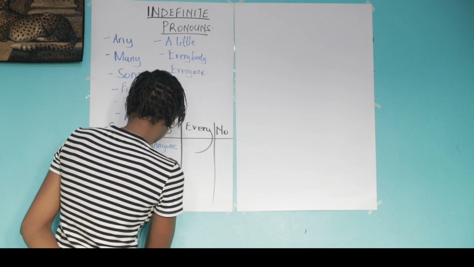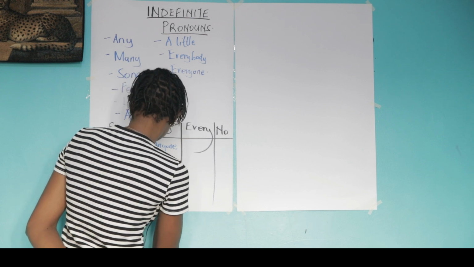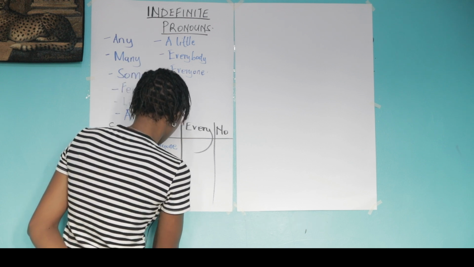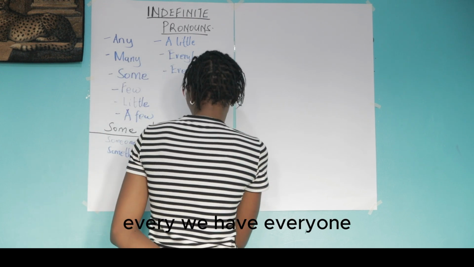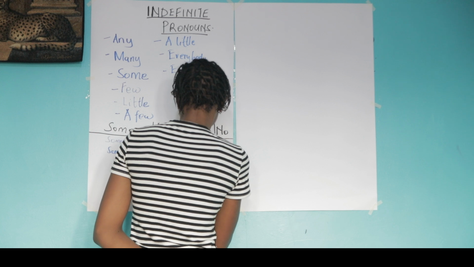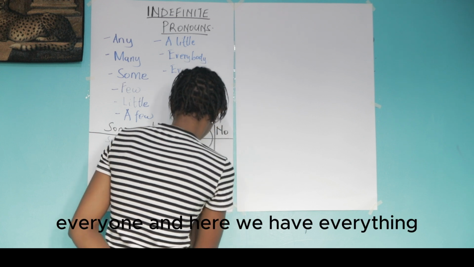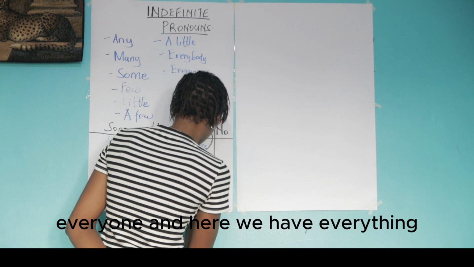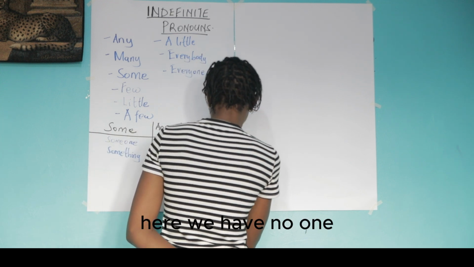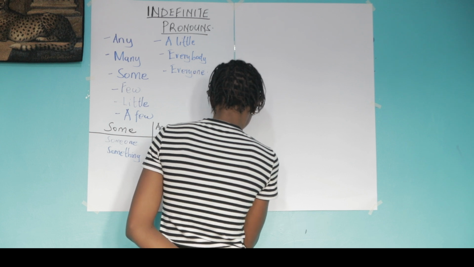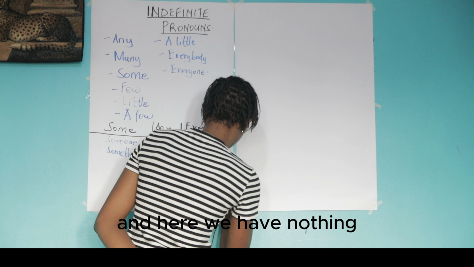Here we have anyone and anything. We have everyone and here we have everything. Here we have no one. And here we have nothing.